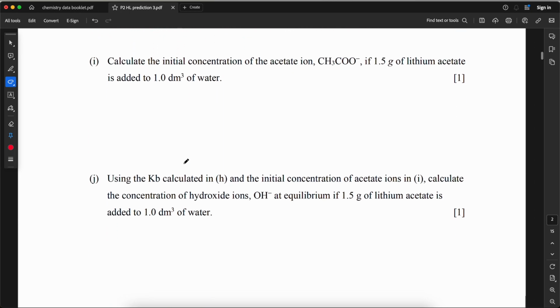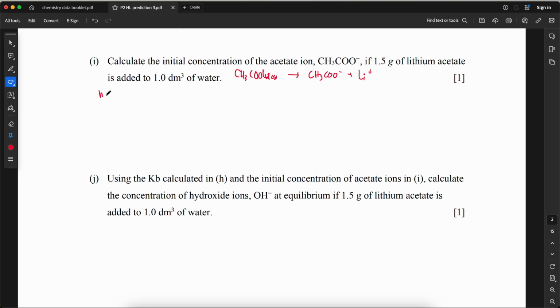Calculate the initial concentration of the acetate ions if 1.5 gram of lithium acetate is added to 1 decimeter cubed of water. So when the lithium acetate, CH3COOLi solid, is added to water, it will produce CH3COO- plus Li+, right?